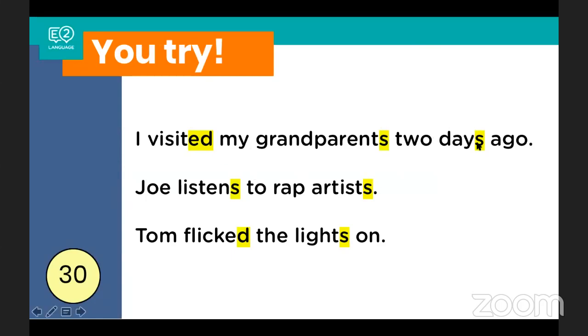You can see in these sentences there are some final sounds which are really important to the meaning of these sentences. For example, I visited my grandparents 2 days ago. Joe listens to rap artists. Tom flicked the lights on. Let's do it again. Visited, grandparents, days, listens, artists, flicked, lights. You have 30 seconds to practice these.